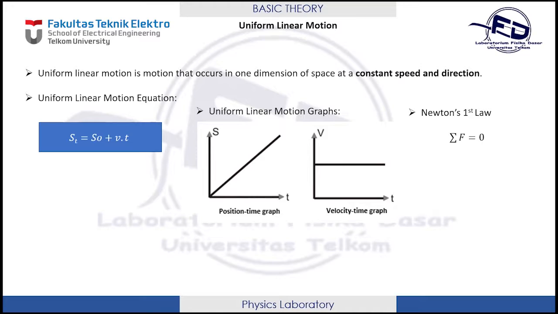Uniform linear motion only has two graphs. The first one is the position time graph. In the position time graph, the s value increases constantly with time. And the other one is the velocity time graph. In the velocity time graph, a horizontal line is formed. Both of those things happen because the value of the velocity is constant. In uniform linear motion, the only applicable law is Newton's first law, which states that sigma F equals 0, or the resultant force equals 0.